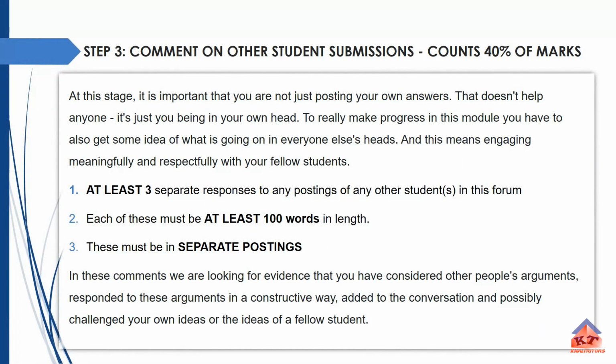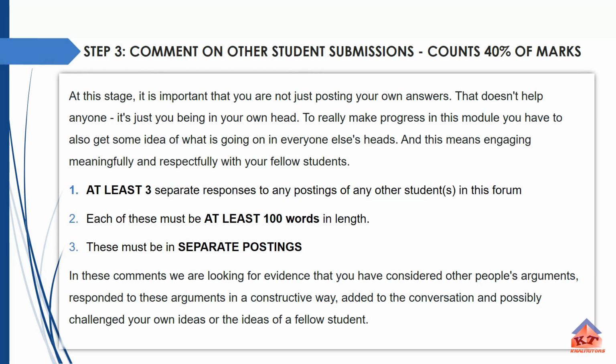Okay. They say at this stage, it is important that you are not just posting your own answers. That does not help anyone. It's just you being in your own head. To really make progress in this module, you have to also get some idea of what is going on in everyone else's heads. And this means engaging meaningfully and respectfully with your fellow students. Okay, after this slide, I'll provide you with a template of how to actually respond to comments, in such a way that you'll be engaging meaningfully.